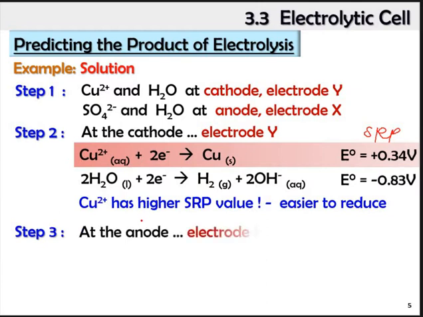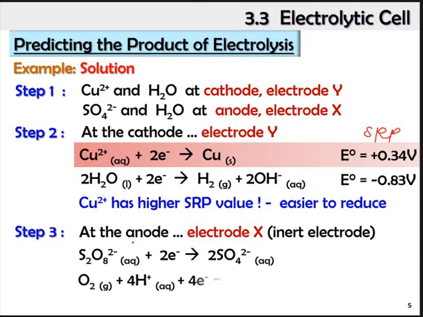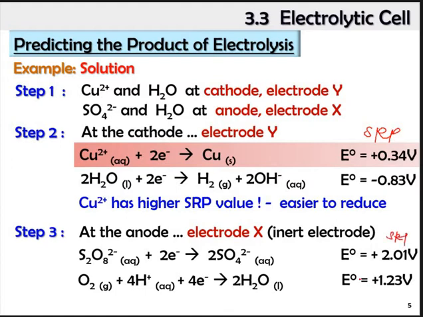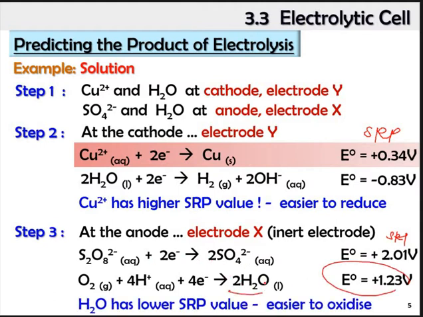Okay, and then pada anode, electrode X adalah inert electrode. So kita kena consider dua-dua yang kita ada, sulfate ion dan juga H2O. Kita dapati nilai SRP dia, kan kita akan ambil yang membuat proses oxidation, kita akan ambil the lower value. Okay, so yang lower value untuk dua-dua SRP value ni adalah pada yang ni. Okay, so kita akan pilih H2O untuk discharge.